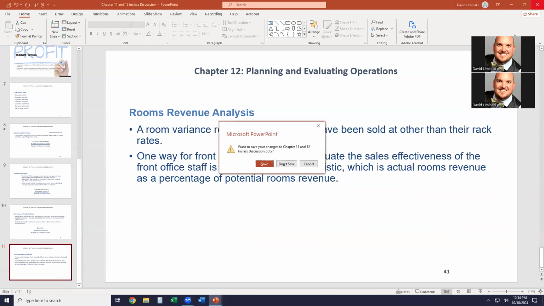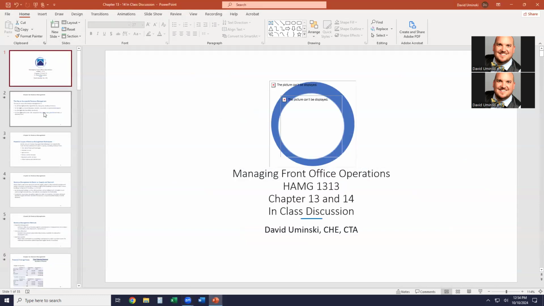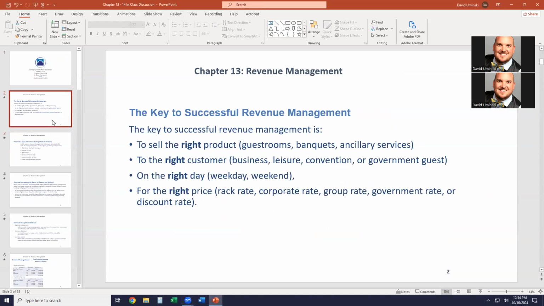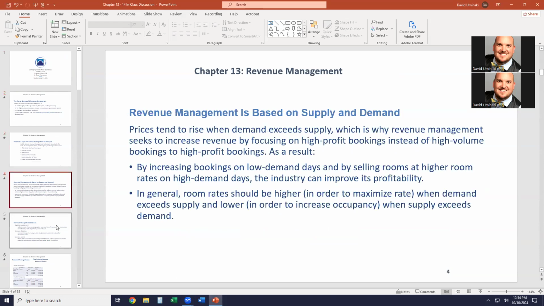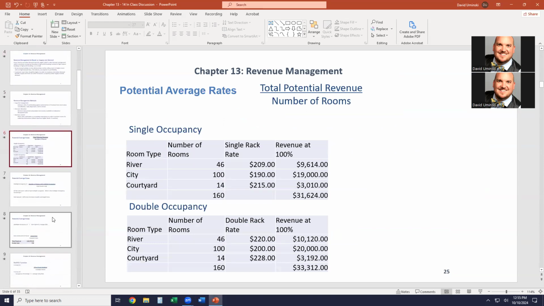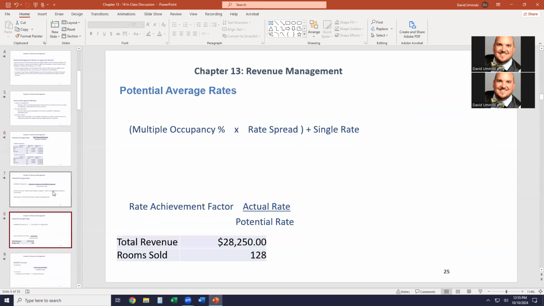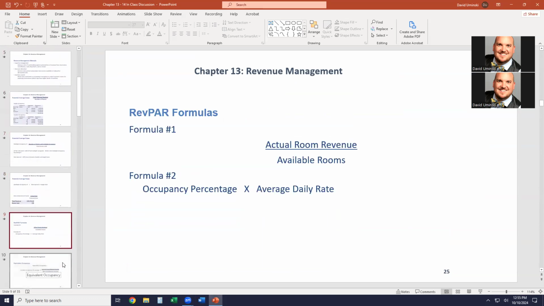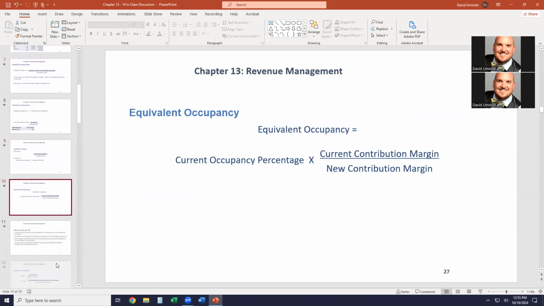Let me see, right room, right customer, right day, right price. This is revenue management. We kind of talked about this. Occupancy, we've talked about this. RevPAR, we talked about it already.